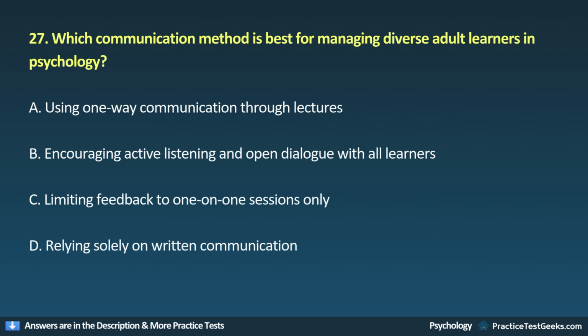27. Which communication method is best for managing diverse adult learners in psychology? A. Using one-way communication through lectures. B. Encouraging active listening and open dialogue with all learners. C. Limiting feedback to one-on-one sessions only. D. Relying solely on written communication.